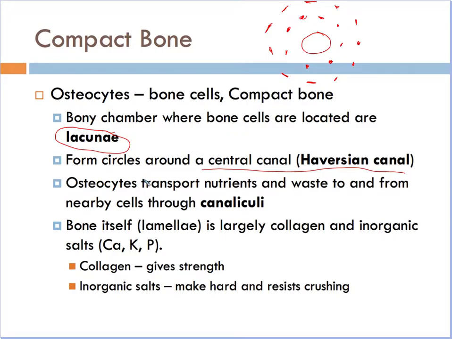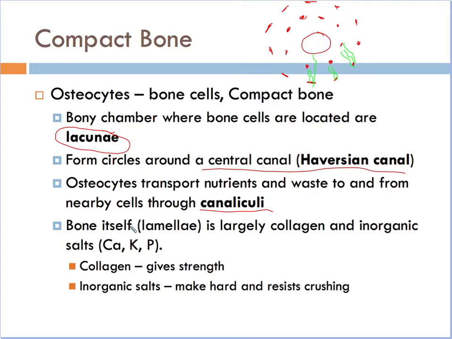Your osteocytes, which are found at the center of your lacunae, are able to transport nutrients and waste to and from nearby cells through those structures called canaliculi. Your canaliculi look like blood vessels almost, running from one lacuna to another. And they're found all over the place. I'll show you another picture where you see them, but that is the function of your canaliculi, to transport nutrients and waste between cells.